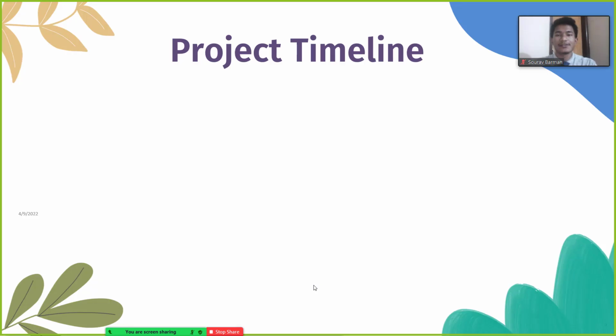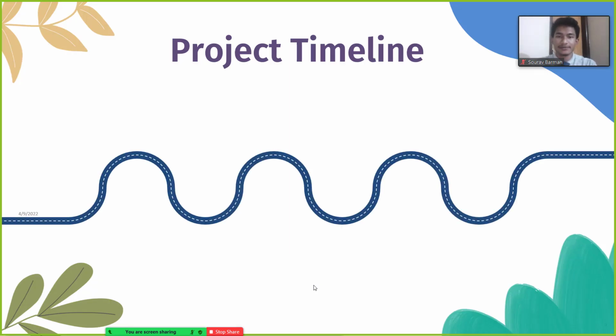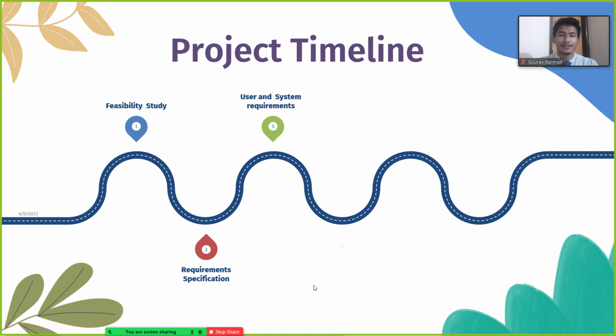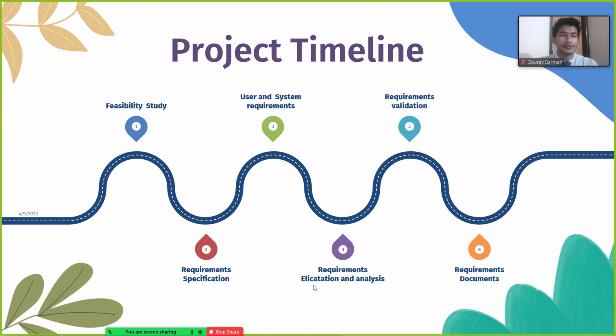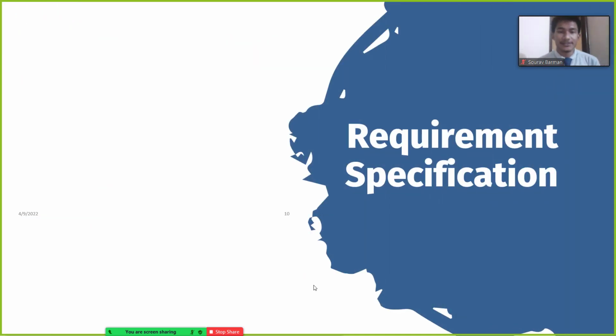Now we can see the project timeline. At first, on our project timeline, we have the feasibility study, then requirement specification, third, user and system requirement, fourth, requirement initiation and analysis, fifth, requirement validation, and finally, requirement documentation. I am going to discuss requirement specification.